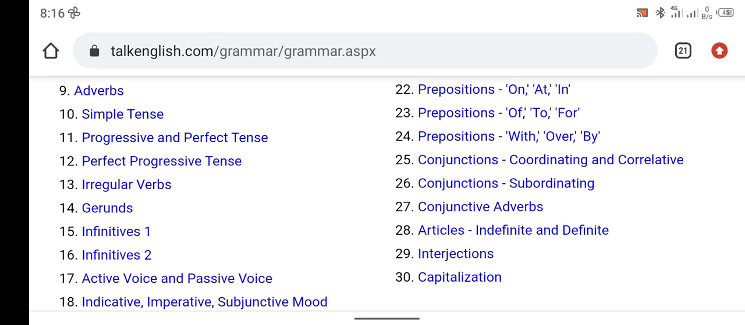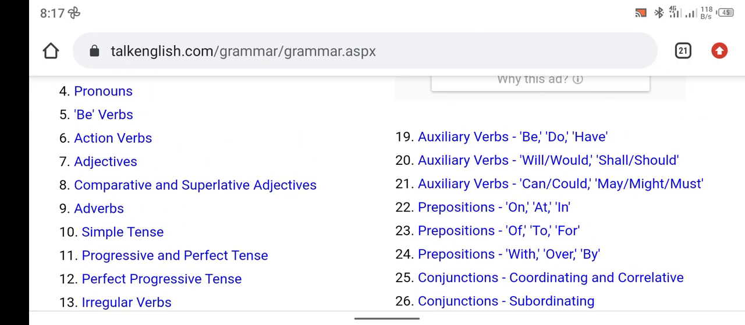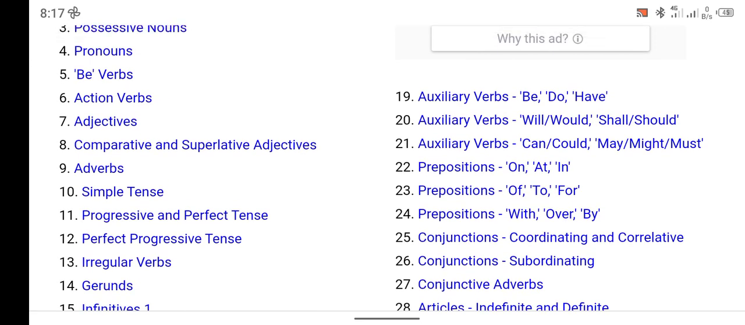indicative, imperative, subjunctive mood. Auxiliary verbs be, do, have. Auxiliary verbs will, would, shall, should. Auxiliary verbs can, could, may, might, must.